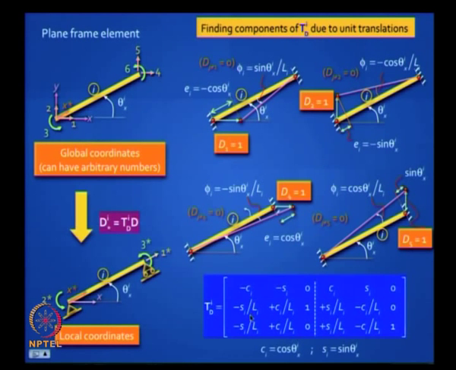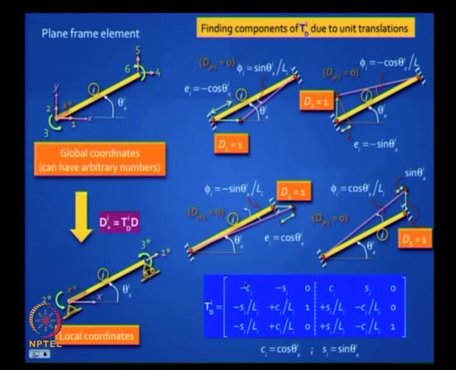This first column in your TD matrix corresponds to D1 equal to 1 in your structure. So if you have D1 equal to 1, you need to look at this picture. If you apply D1 equal to 1, that element undergoes a contraction of cos theta. So it has got a minus sign, that is why we wrote minus Ci. C stands for cos theta.